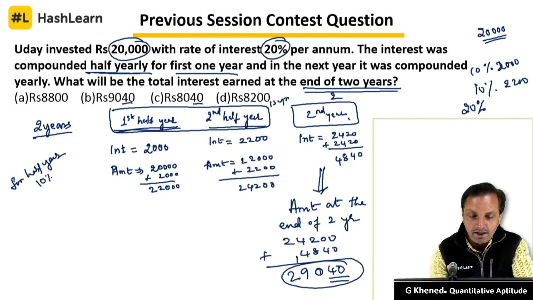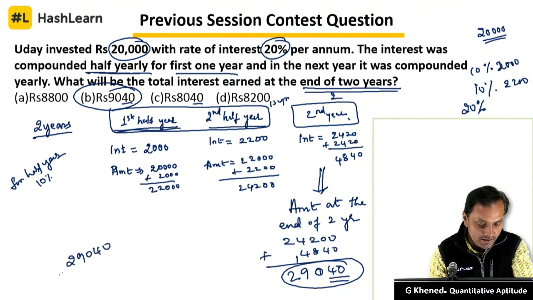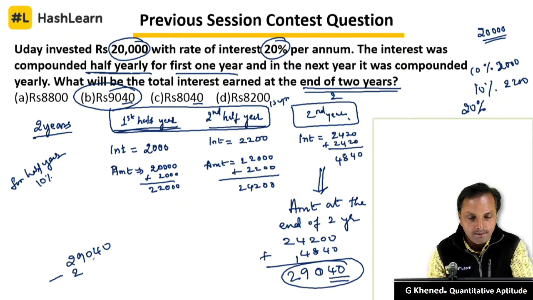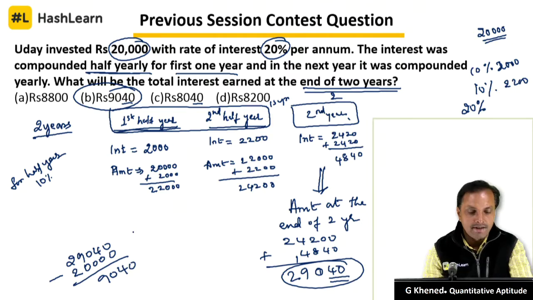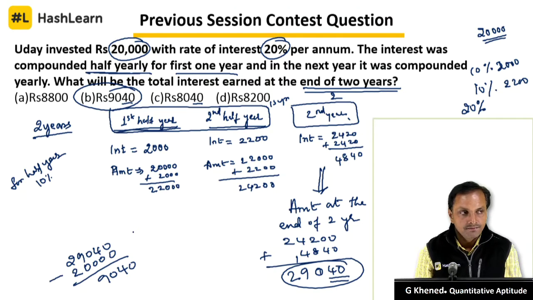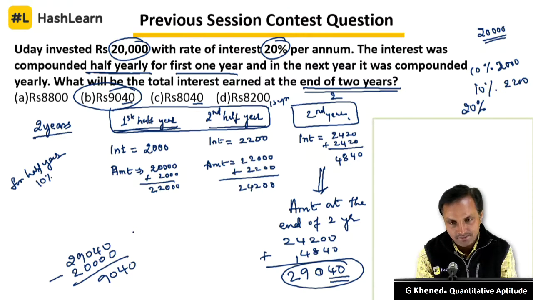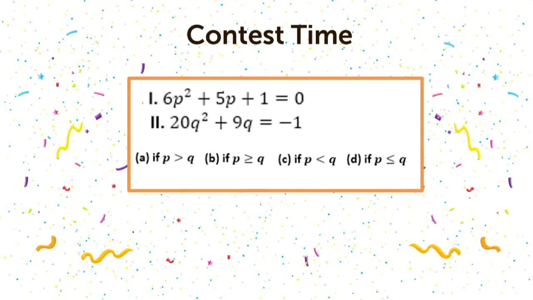They are asking you only the interest. So 29040 minus your investment of 20,000, so the answer is option B. 9040 is the interest you will earn at the end of 2 years. Okay, fine. Here is the contest question.